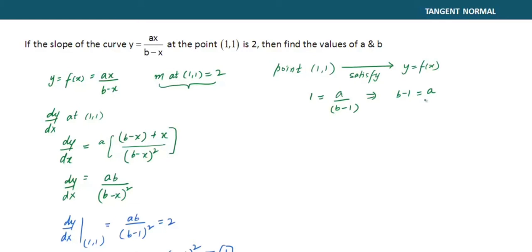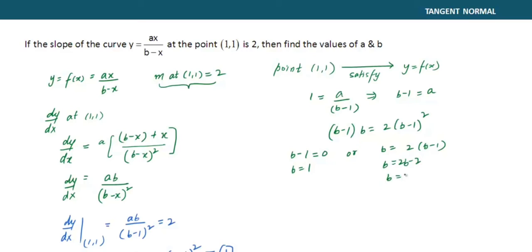Okay, so just replace the value of a in this particular equation. What you will get here, by replacing, is (b minus 1) times b is equal to 2 times (b minus 1) square. If you cancel b minus 1 — no, never cancel. In fact, what you should say is b minus 1 could also be 0, or b is equal to 2 times (b minus 1). So one answer for b is b is equal to 1, or the other answer would be b is equal to 2b minus 2, which gives b is equal to 2. So we have two answers for b for this particular question.